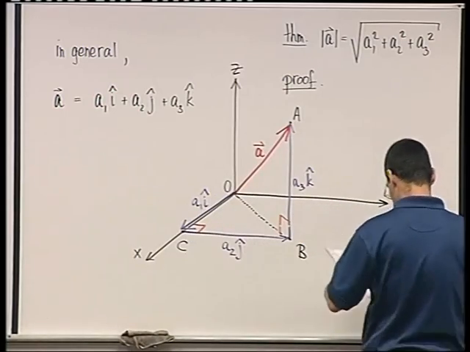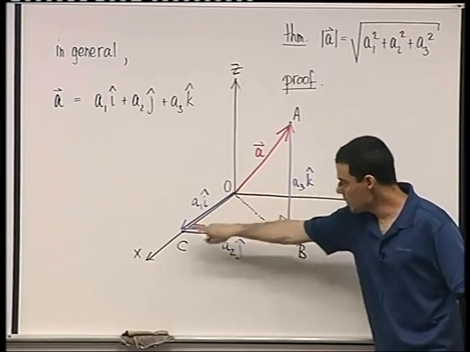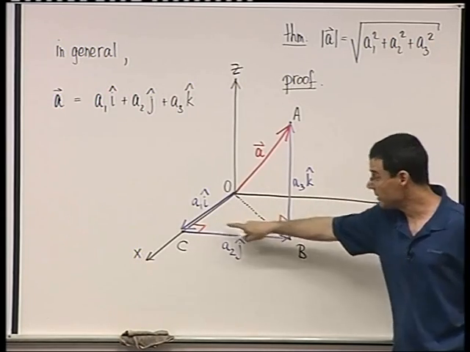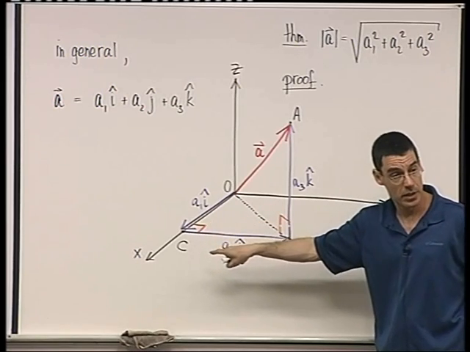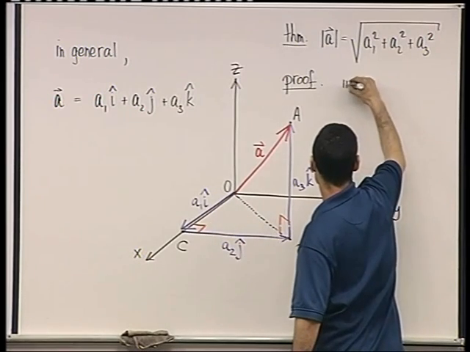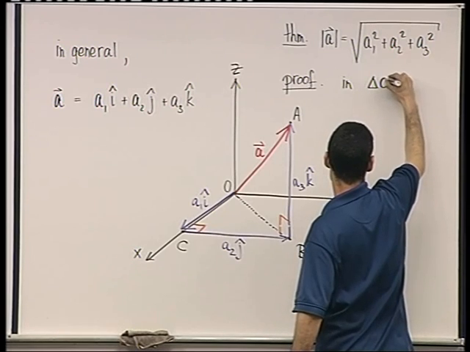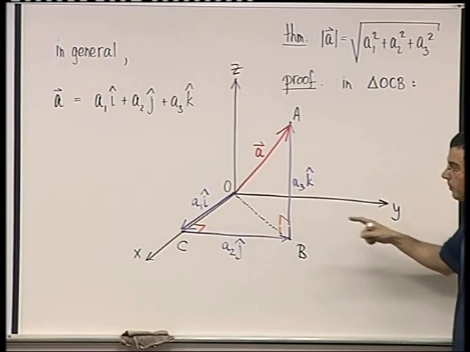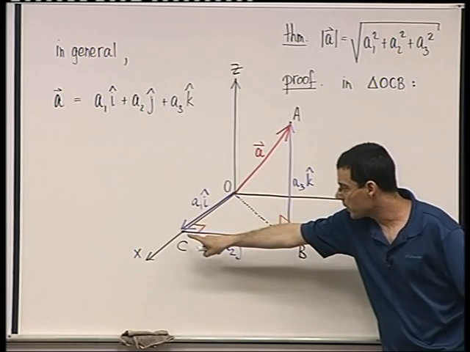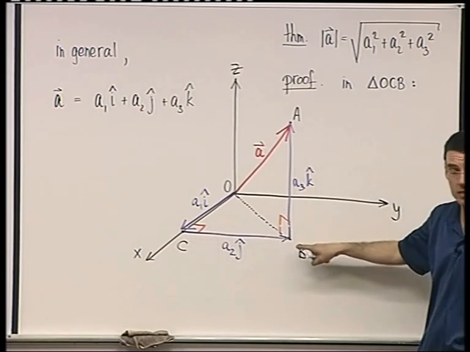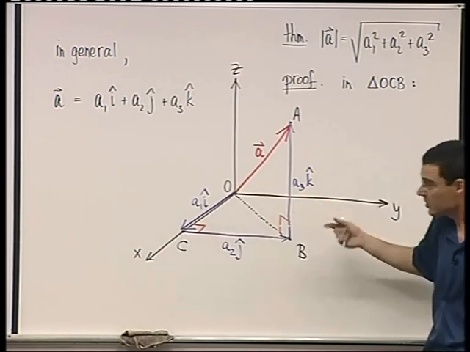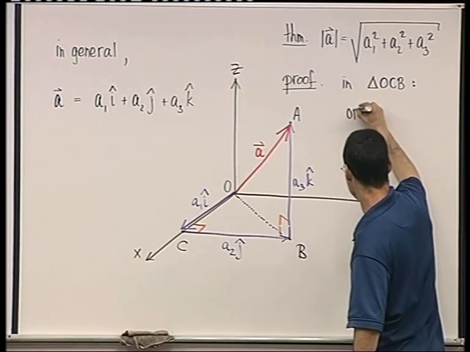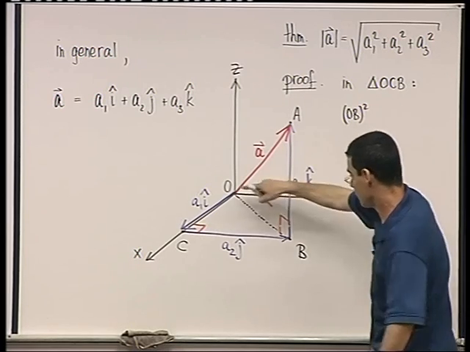So let's first look at the triangle OCB. This triangle lies completely on the floor, and it's a right triangle. This angle is 90 degrees. Do you agree? So in the triangle OCB, by the Pythagoras theorem, OC squared plus CB squared equals OB squared. Do you agree?